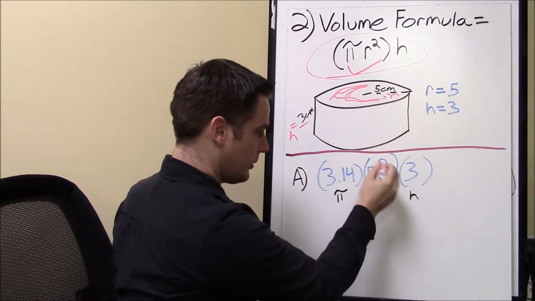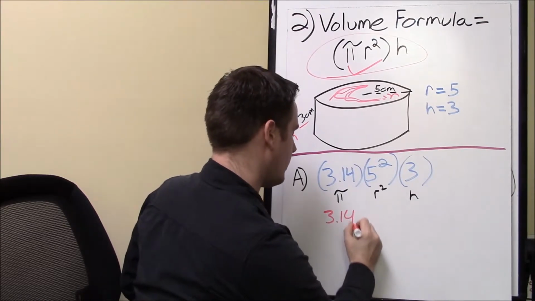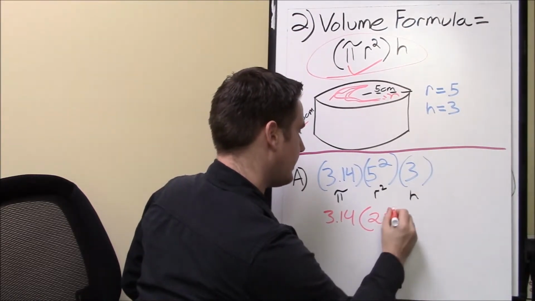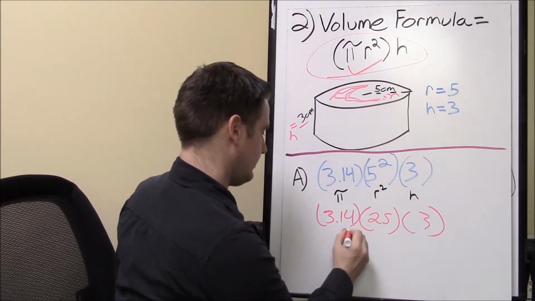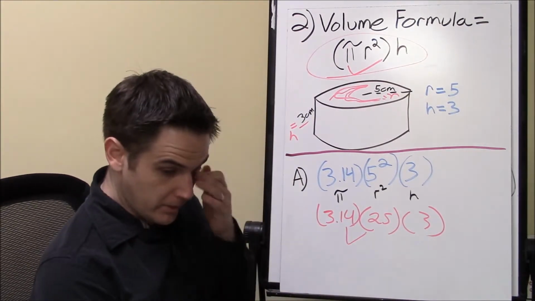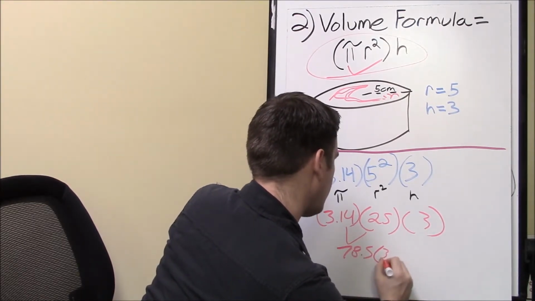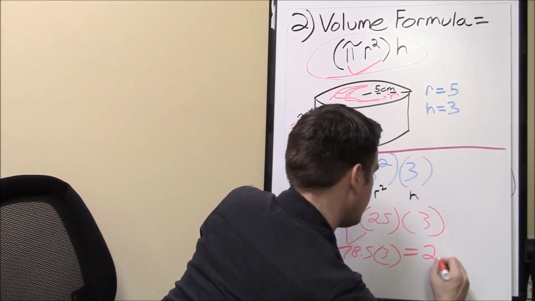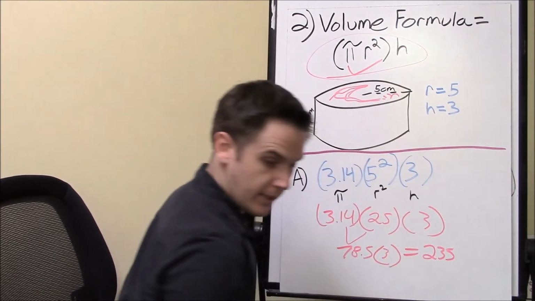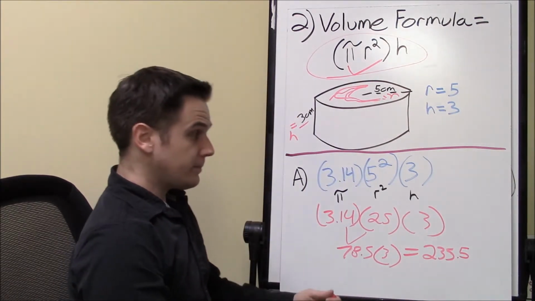PEMDAS says we've got to multiply, or do the exponents first. So 3.14 times 25 times 3. And then when we multiply those two, we get 78.5. And when we multiply that by 3, we'll get 235.5. Pretty simple. And that's it.